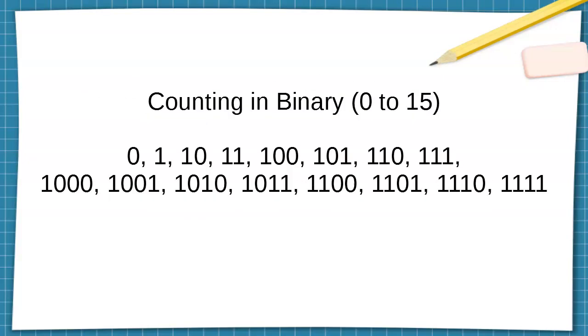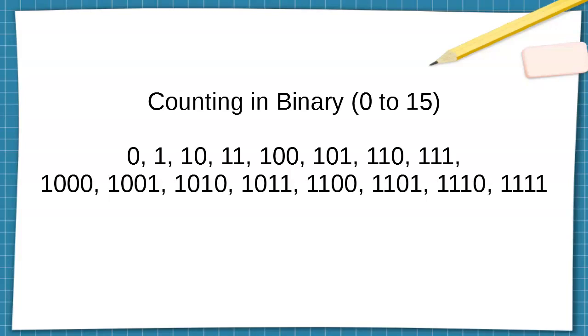Counting in binary is interesting because you only have zeros and ones. So you start with 0, and normally we start with 0 when we're counting on computers anyway. And here are the numbers from 0 to 15.